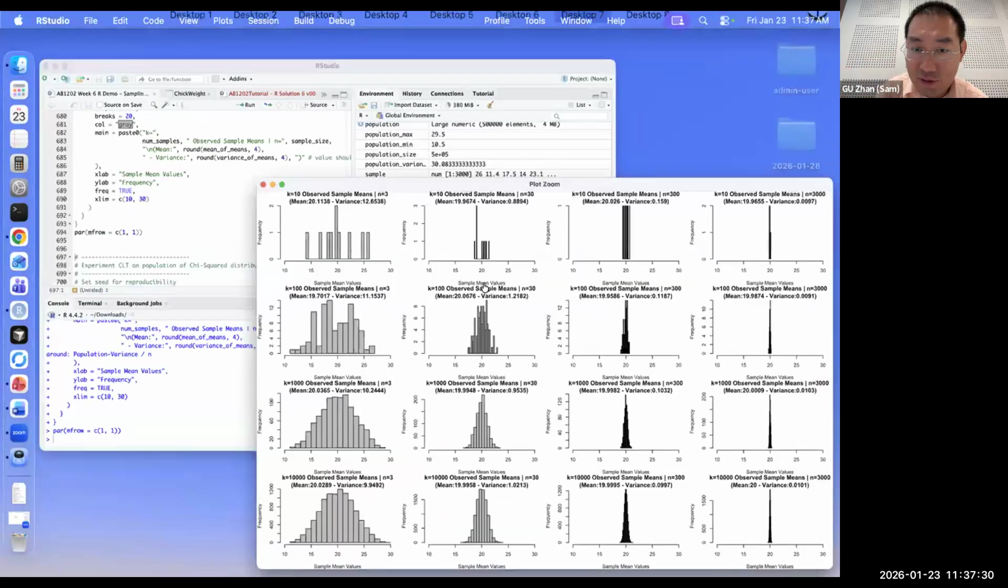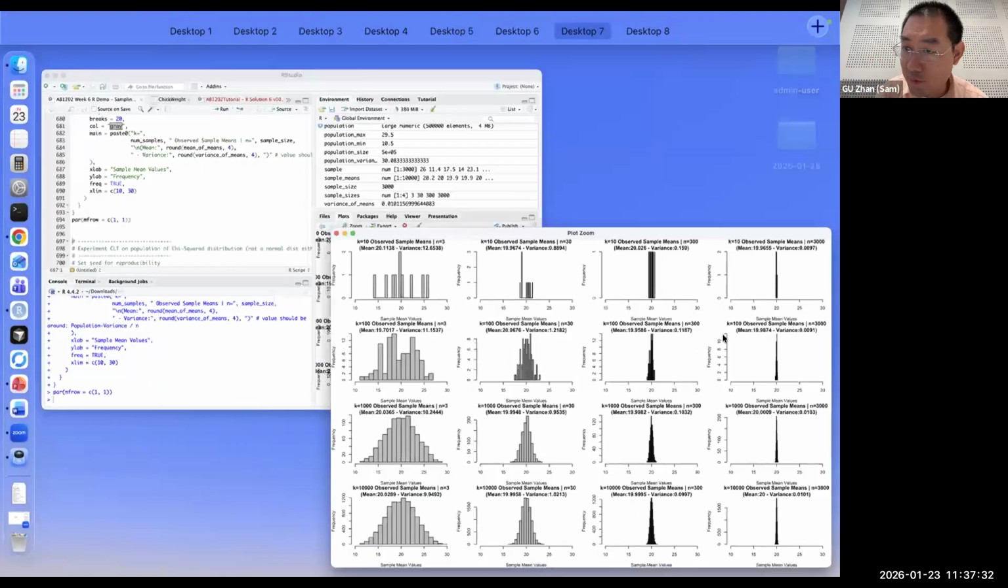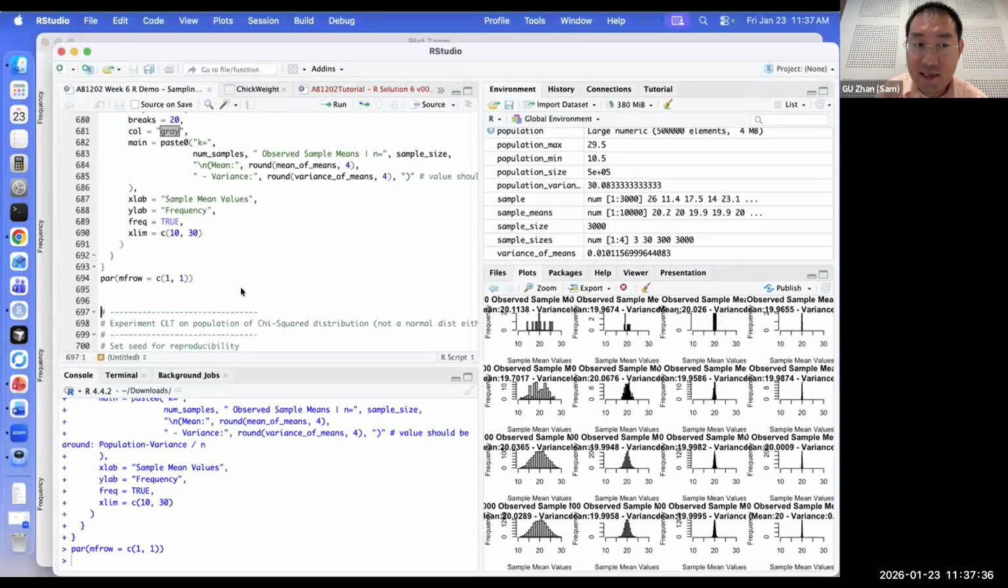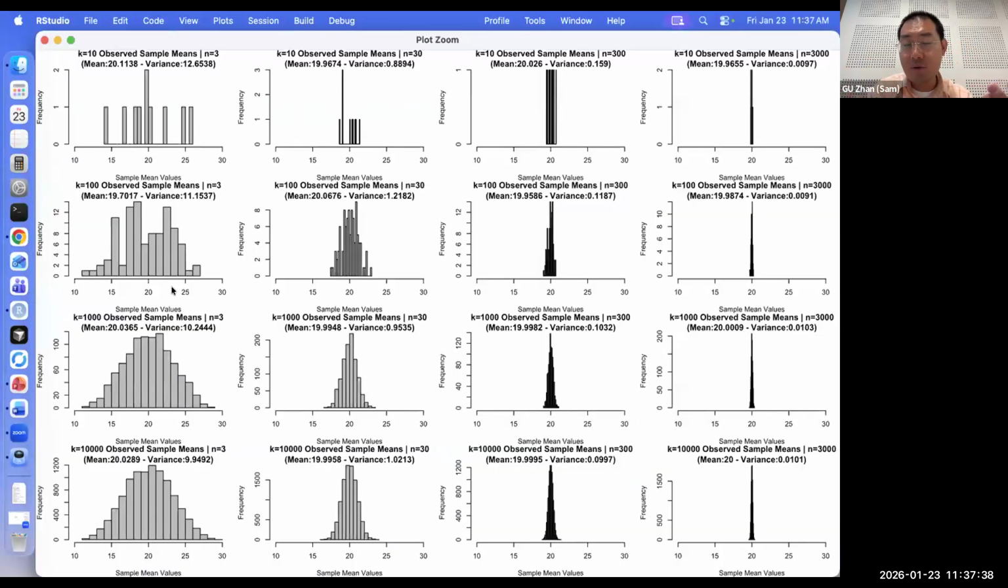So the variance of your population is 30 and the mean is 20. For your sampling distribution, the mean value will be the same as the population mean, and the variance of your sampling distribution is the population variance divided by n, so around 10.